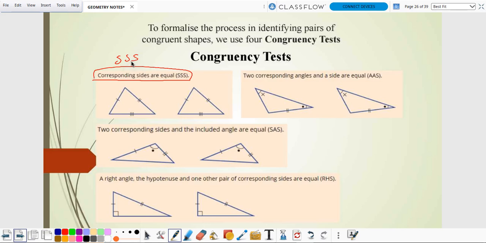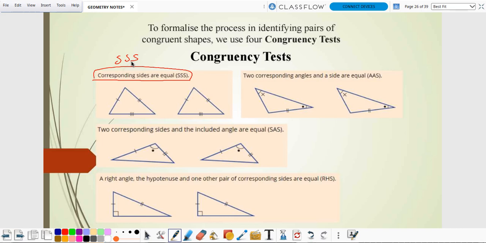What that means is all sides of the triangle are exactly the same. Every single side of the triangle is exactly the same. So if all the sides are the same here as well, as in, not that they're equilateral, but that this side and that side are the same, this side and that side are the same, that side and that side are the same, that means they're going to be congruent. So that's test number 1.